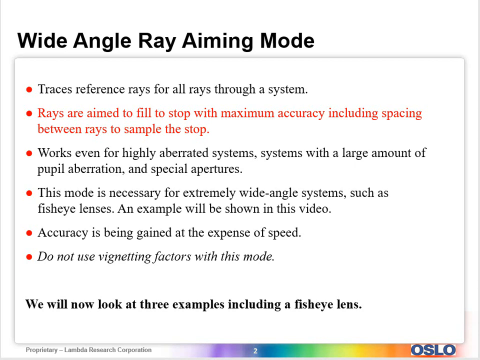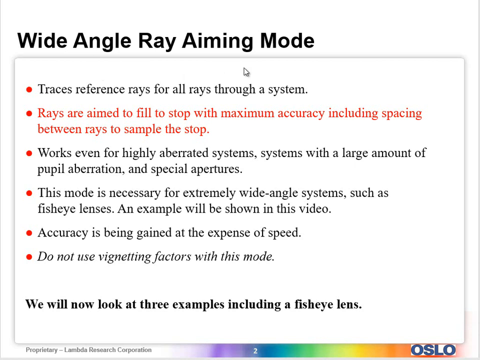One point to make is vignetting factors shouldn't really be used with this mode because there's not much point to it. OSLO is going to check for all the rays being traced through the system and is going to naturally block rays that aren't getting through the system, and therefore the idea of using vignetting factors to estimate the size of a stop for an off-axis location really is not necessary. The issue, of course, with this mode is you are gaining the accuracy at the expense of speed, and if you start trying to use vignetting factors, you may actually start causing some issues with the accuracy.